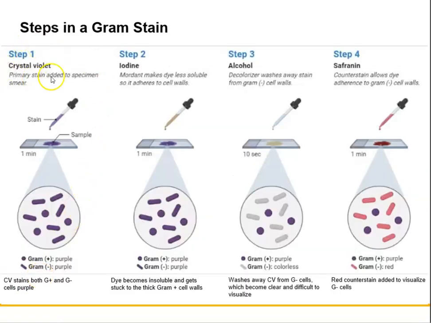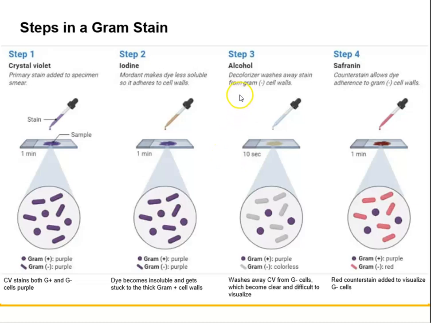Okay, so here we go. Step 1, crystal violet. This is the primary stain. It's added to the sample and it stains all the cells, the gram-positive and the gram-negatives, purple. Next, you add iodine. This is the mordant, and it's going to make the dye less soluble, so it's going to adhere to those cell walls. It's going to get really stuck in those thick gram-positive cell walls during this step.